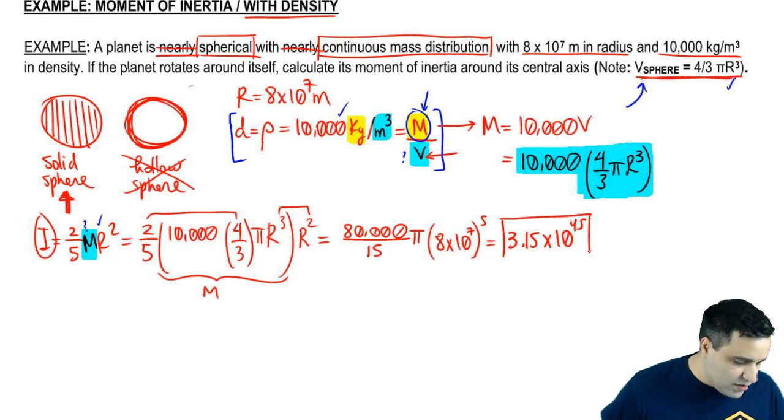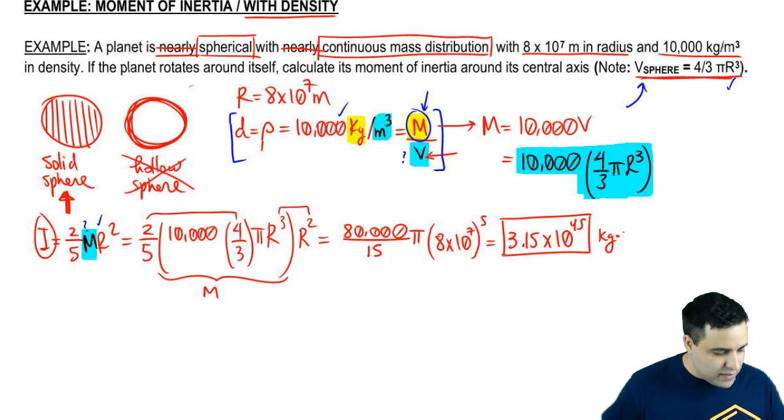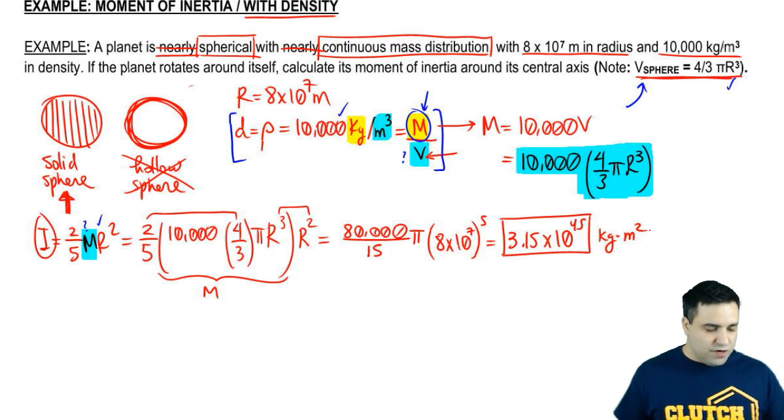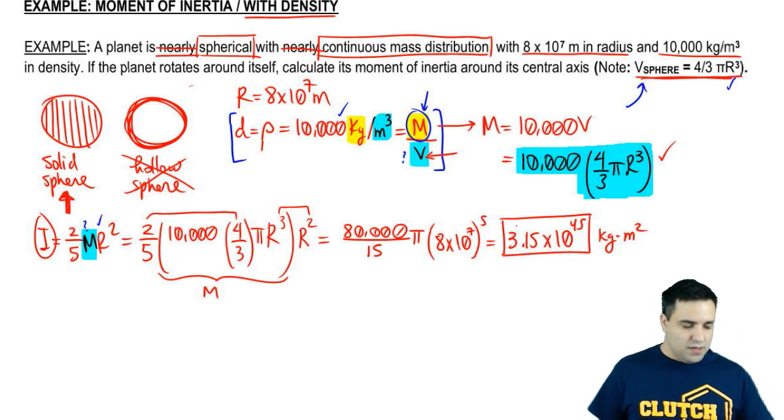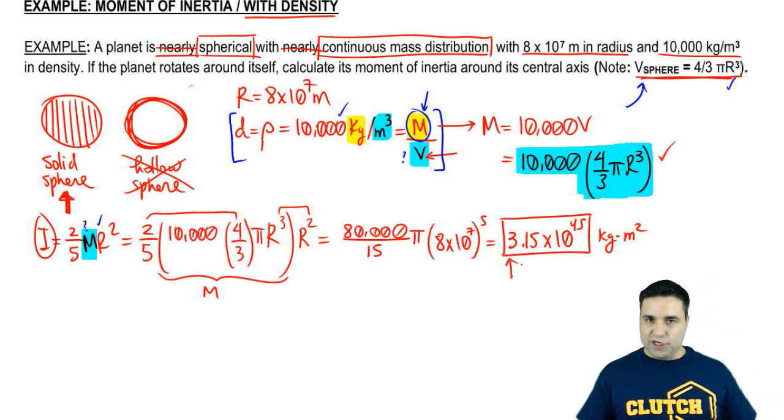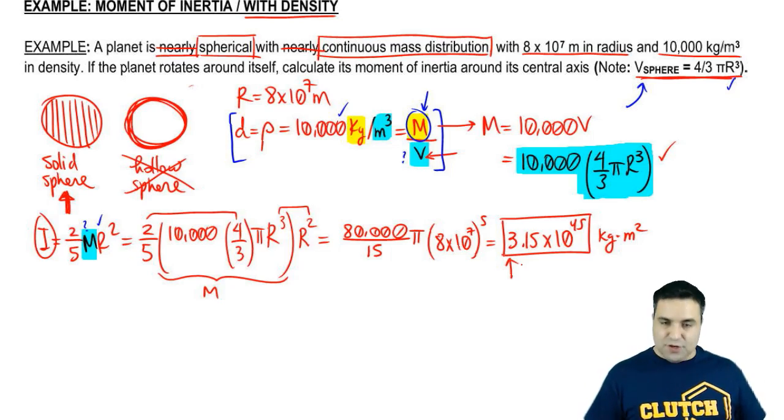Now, how exactly you arrive at this number doesn't really matter. It's I, so it's kilograms meters squared. You could have gotten a number here and plugged it in here. It really doesn't matter as long as you arrive here. It's a bunch of multiplication. Cool. So that's it for this one. Let me know if you have any questions.